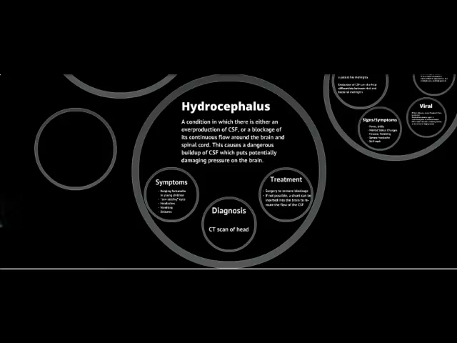Symptoms include bulging frontally in young children, sunsetting eyes, headaches, vomiting, seizures. To diagnose, you need a CT scan of the head. Treatment includes surgery to remove blockage. If not possible, a shunt can be inserted into the brain to reroute the flow of the CSF.